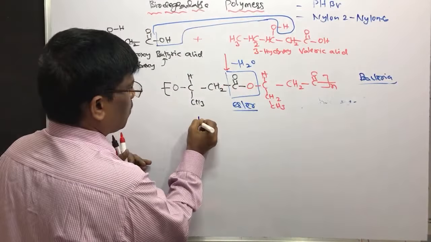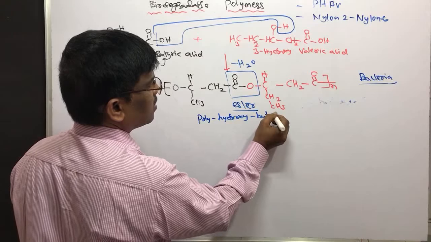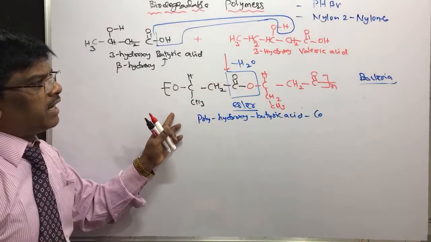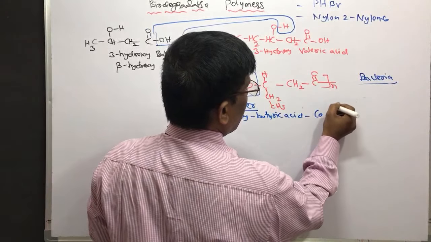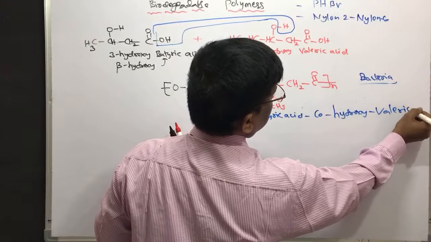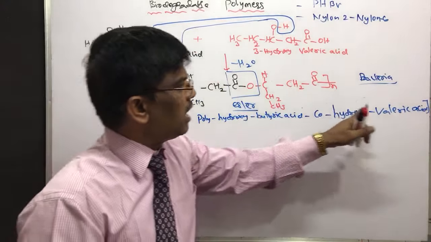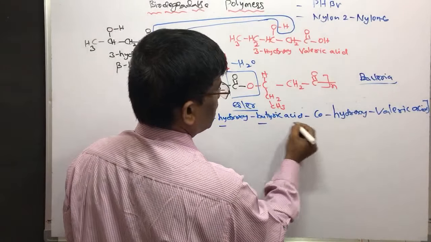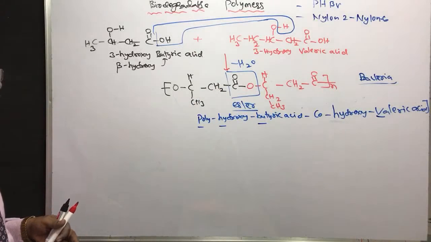The name of this is polyhydroxybutyric acid-co-hydroxyvaleric acid. Is it a homopolymer or copolymer? It is prepared from two different units, so it is a copolymer of hydroxybutyric acid and hydroxyvaleric acid. This is the acronym PHBV. Yes, it is a biodegradable polymer.